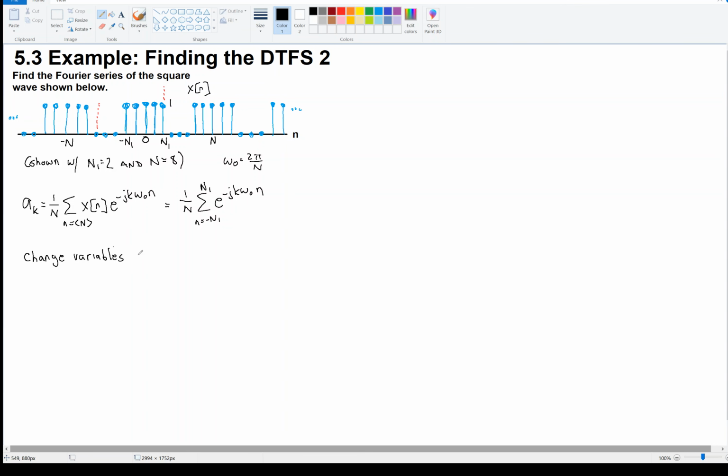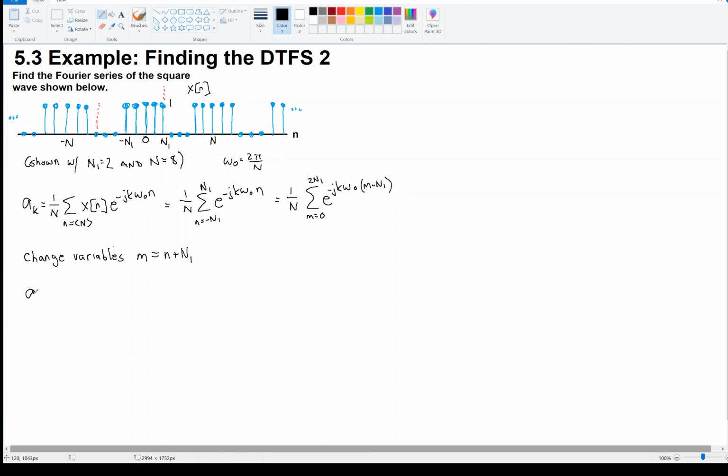All right, and I'm going to just choose a different variable, m, and I'm going to let it equal n plus N1. I'm going to let it equal whatever I need to add to get a 0 here. So when I change the variables, when n is minus N1, then m is equal to 0. That's what I wanted. And then when n is equal to N1, I get 2N1 up there. And then to finish the change in variables, I need to replace the n here with m minus N1, right?